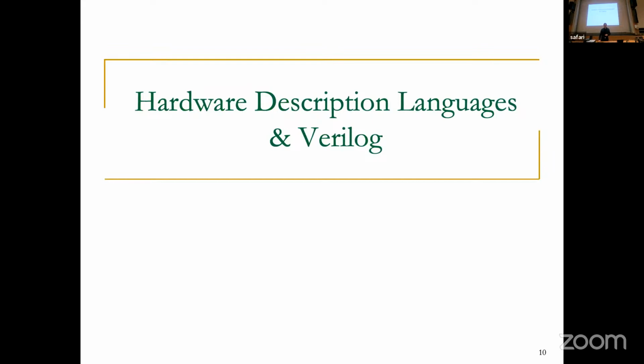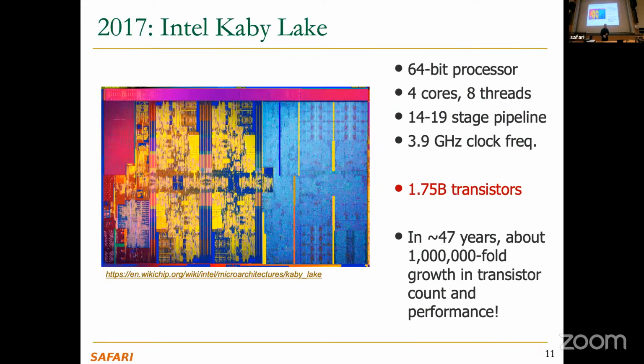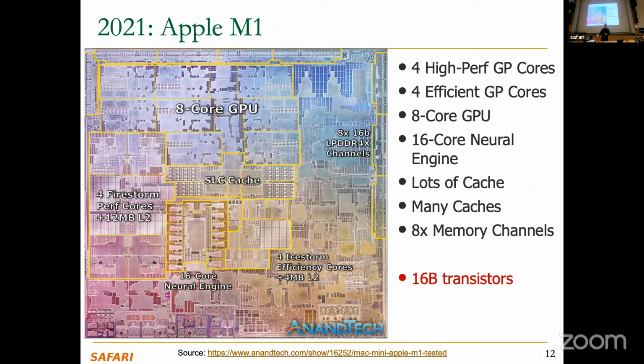Okay, so let's jump into hardware description language and Verilog. I'm going to motivate this from a complexity perspective. This is a processor that was the state of the art about 5 years ago. It had 1.75 billion transistors. That was a lot, basically. People were thinking, what happens when we get to 1 billion transistors? We're already way over 1 billion. And that's nothing.